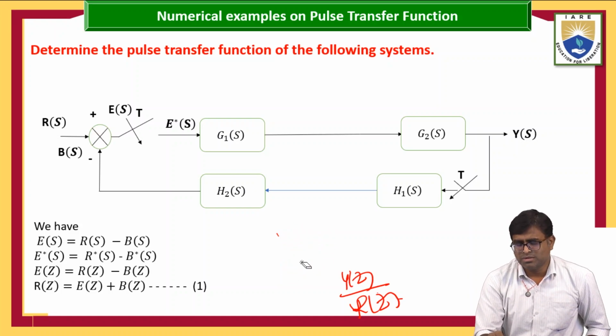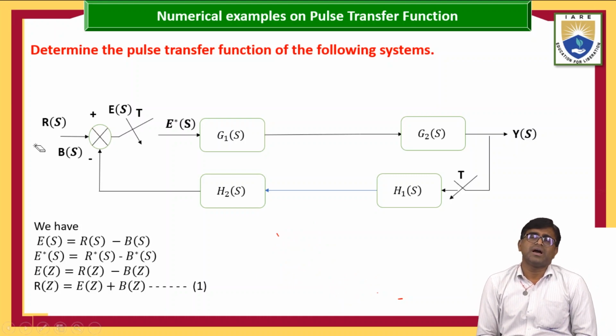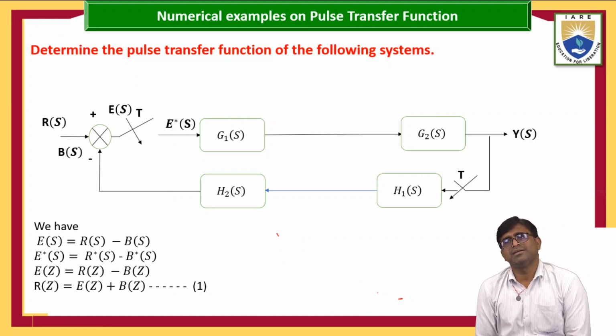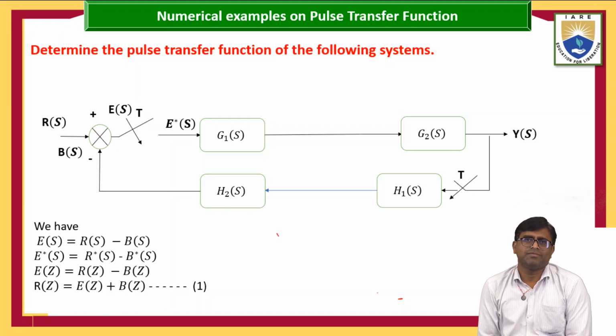For that one, I am taking the first input, the input command R of S, and the feedback command B of S, which join at the summing point, so E of S. That E of S is R of S plus minus B of S. For that R of S minus B of S, E of S is coming.